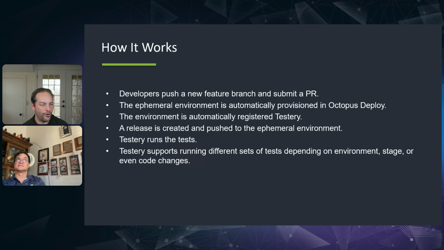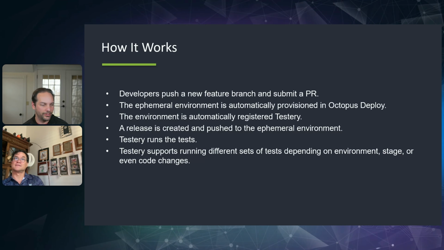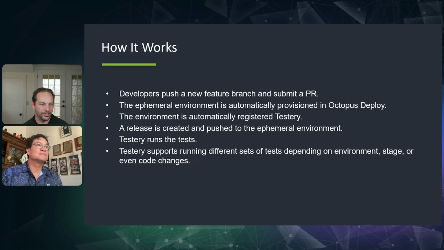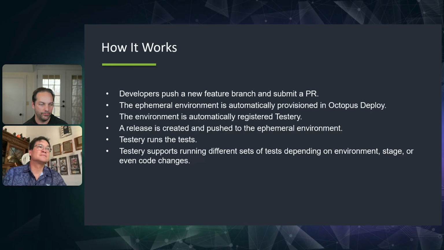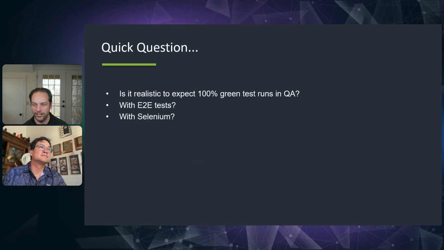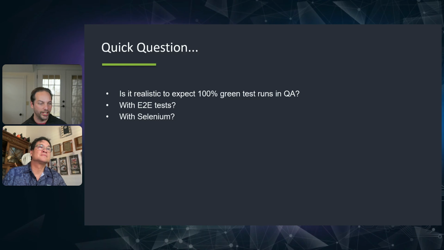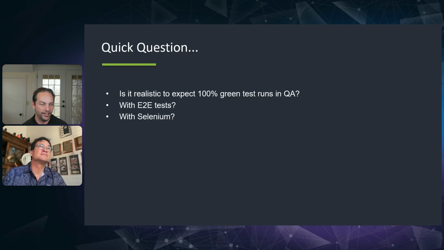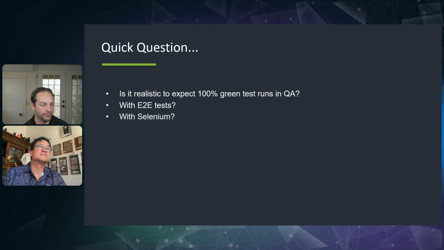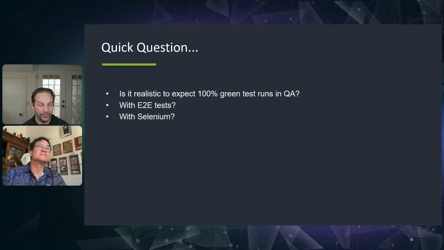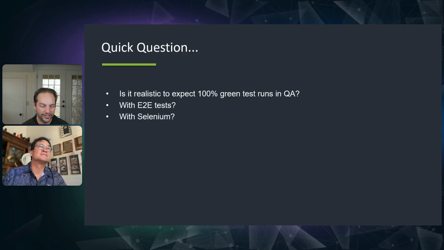And so before we dive in and let Dave share some of the results that his team is able to achieve with Octopus Deploy working with Testry, I just want to ask a quick question here. Do you think it's realistic to expect 100% green test runs in your QA environment? And do you think it's reasonable to expect that with your end-to-end tests as well as tests that are written in Selenium?